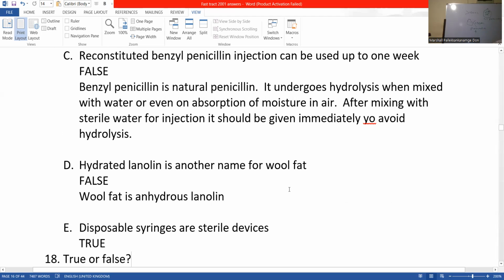Dehydrated lanolin is another name for wool fat. Wool fat is anhydrous lanolin. Once water is absorbed, it is hydrated lanolin. Wool fat can absorb 30% of its weight of water. So it can absorb a large quantity of water. Then it becomes hydrated lanolin. It is not called wool fat anymore.